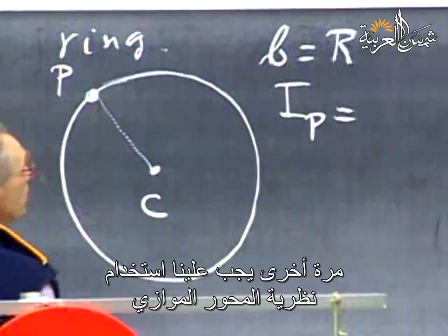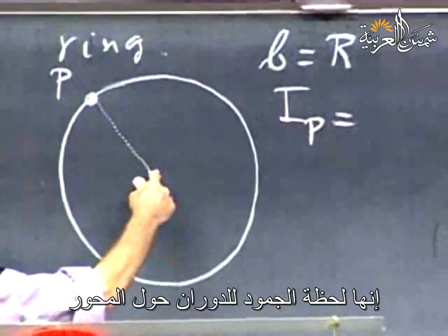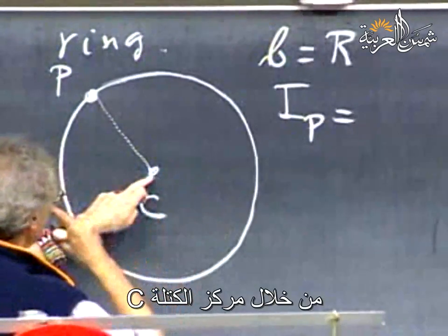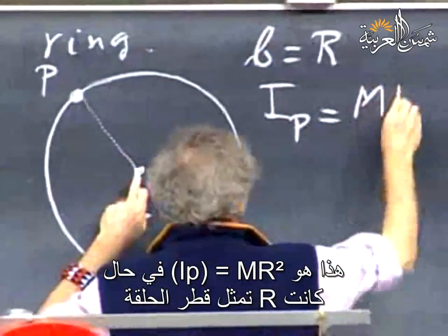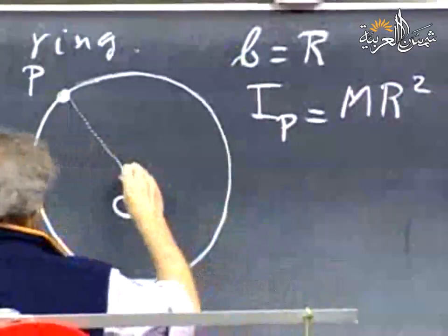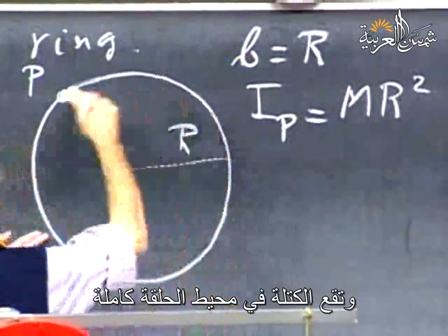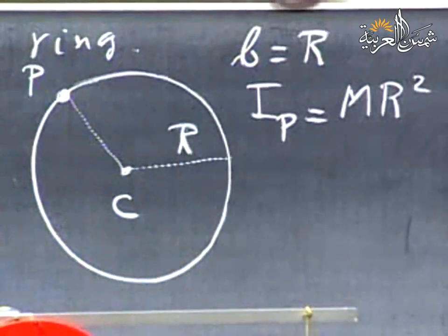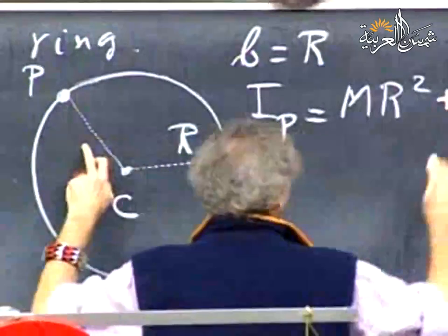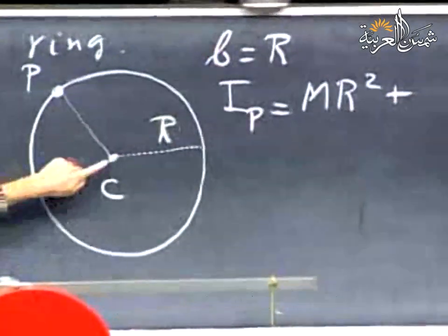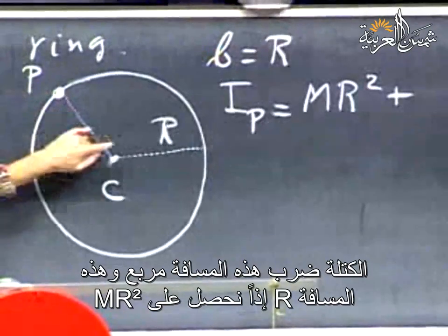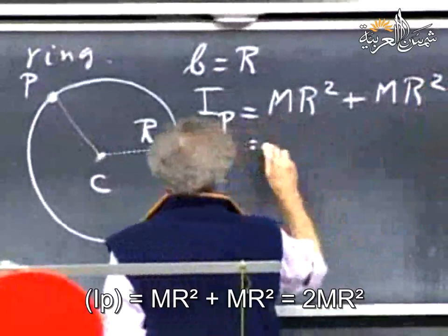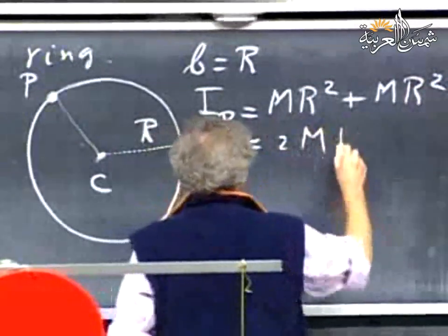Again, we have to use now the parallel axis theorem. It is the moment of inertia for rotation about this axis through point C, through the center of mass. That is mr squared. This r is the radius of the ring. All the mass is at the circumference, all at a distance r from the center of mass. And then we have to add to that, according to the parallel axis theorem, the mass times this distance squared, and this distance is r, so you get mr squared. So it is 2mr squared.